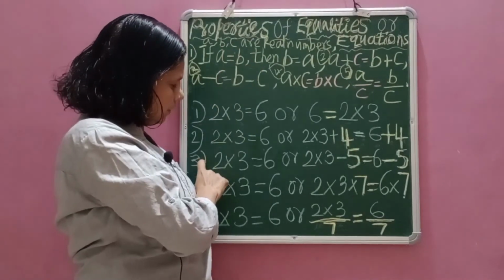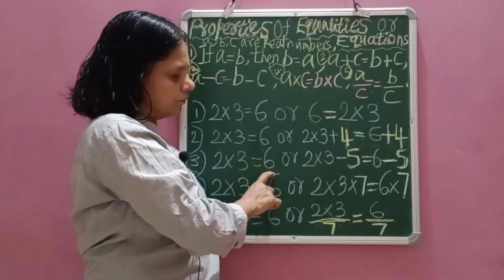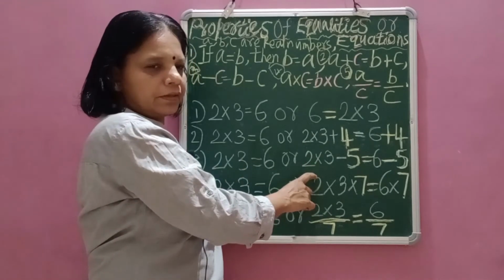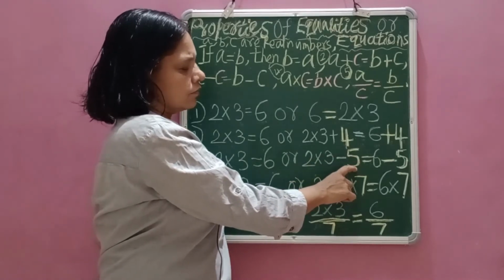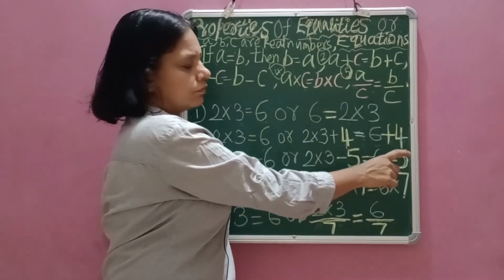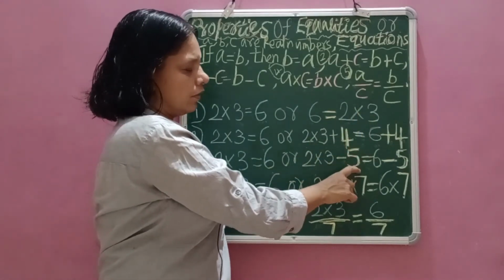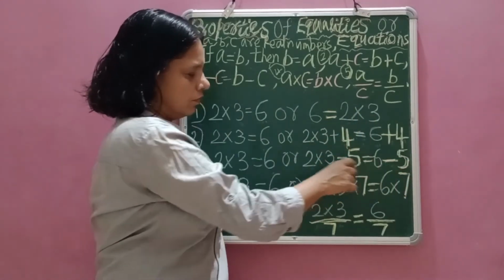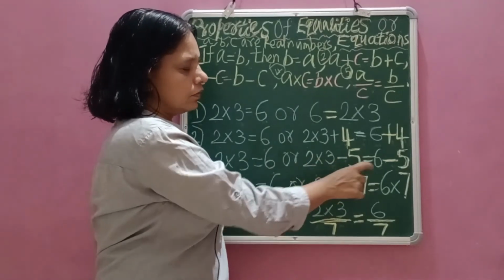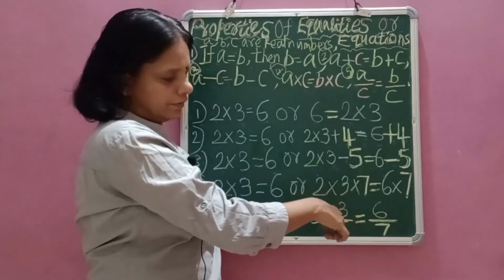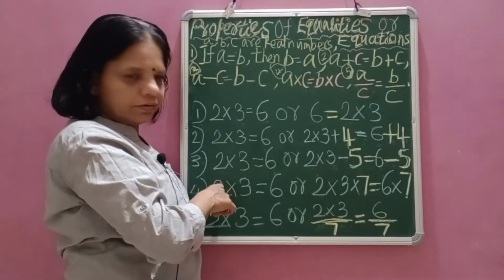Now third property. The given equation is the same, 2 into 3 equal to 6. So what is happening here? 2 into 3 minus 5 equal to 6 minus 5. We can check this. 2 3s are 6, 6 minus 5, 1. Here also 6 minus 5, 1. Clear?